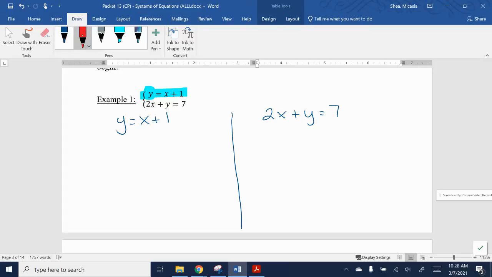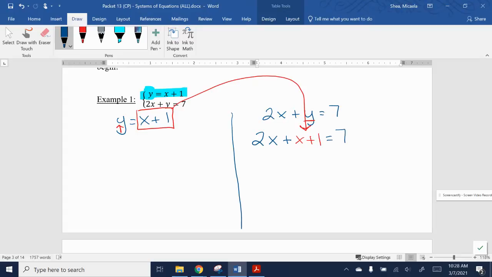Notice that in y equals x plus 1, the y is balanced out with the x plus 1, or it equals x plus 1. That means any place I see y in the other equation, right here, I'm going to replace it with x plus 1. So I will have 2x plus, and in place of y, I'm going to substitute in this x plus 1 equals 7. I'm now going to solve my new equation.